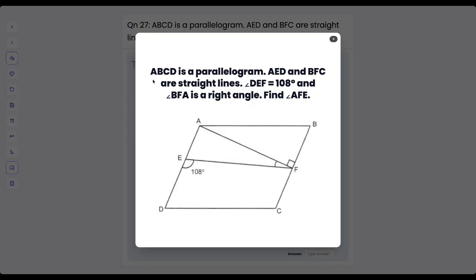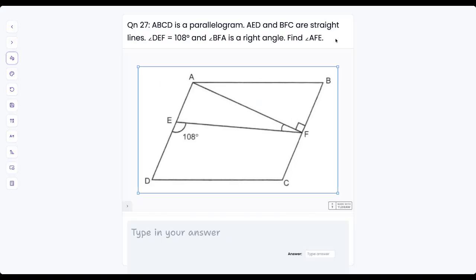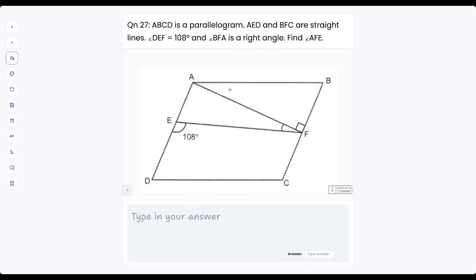All right, question 27. ABCD is a parallelogram. AED and BFC are straight lines. DEF is 108 degrees and BFA is a right angle. Find AFE, which is this over here. Okay, so in this case, we know on 108, since it's a parallelogram, everything is parallel for ABCD.